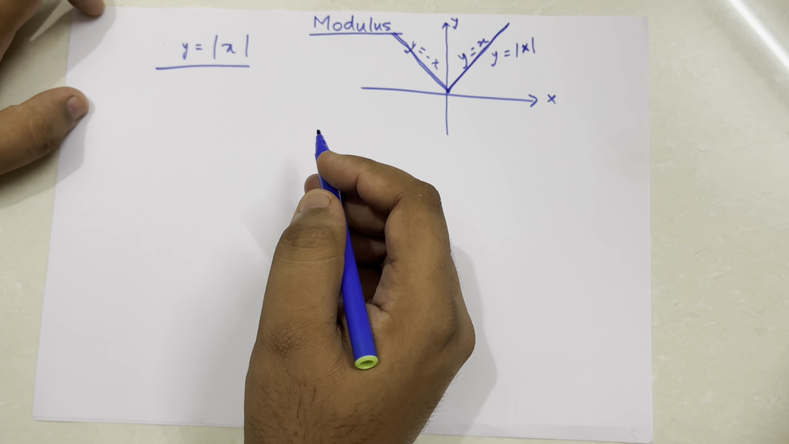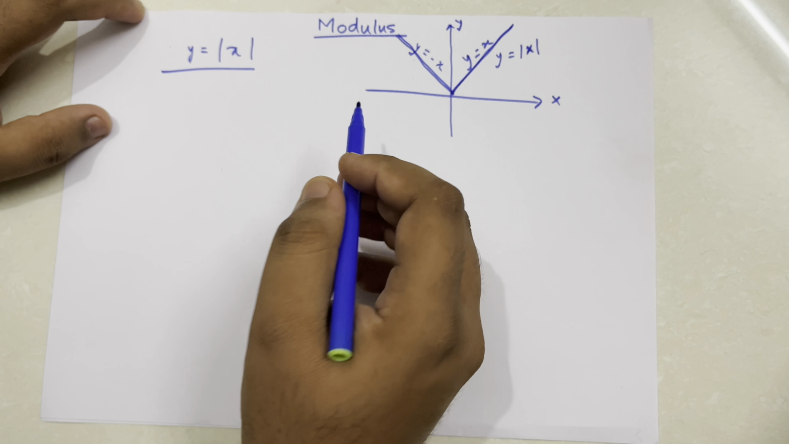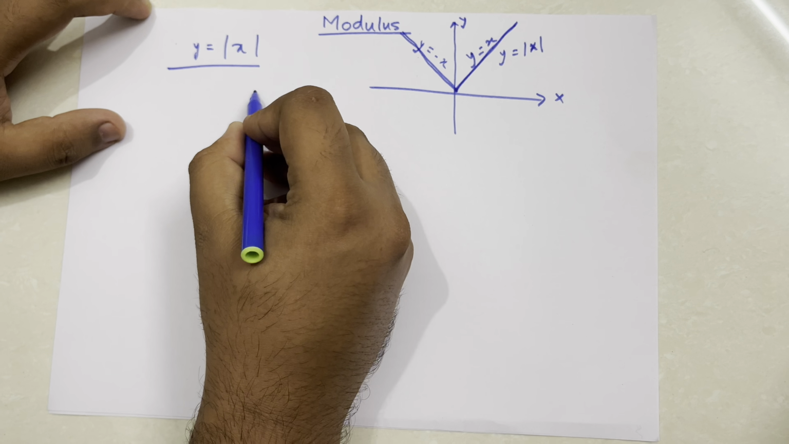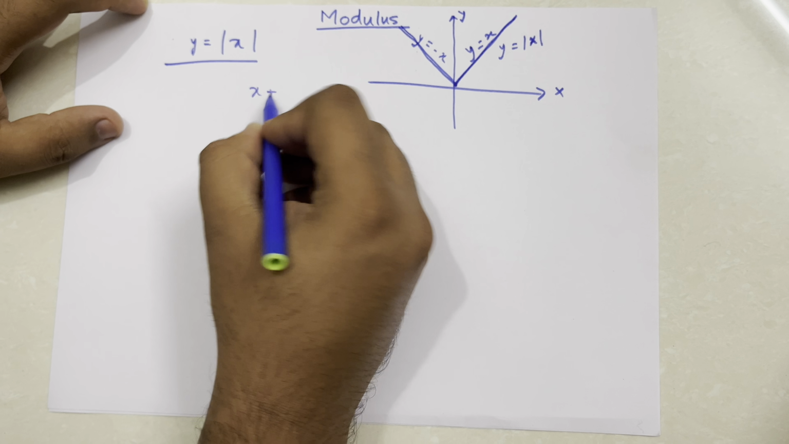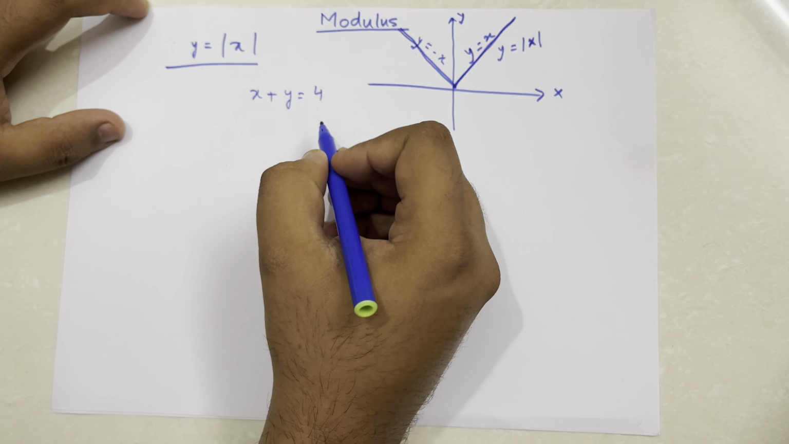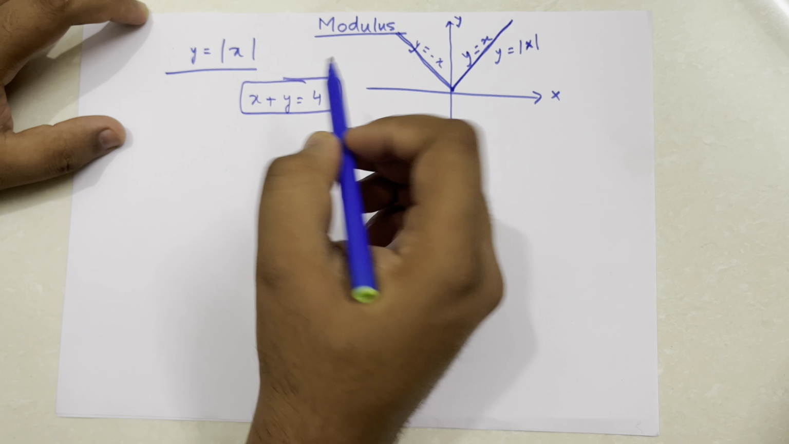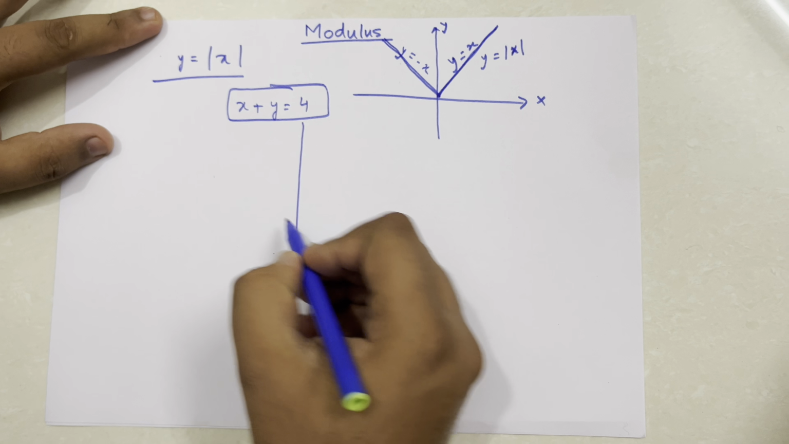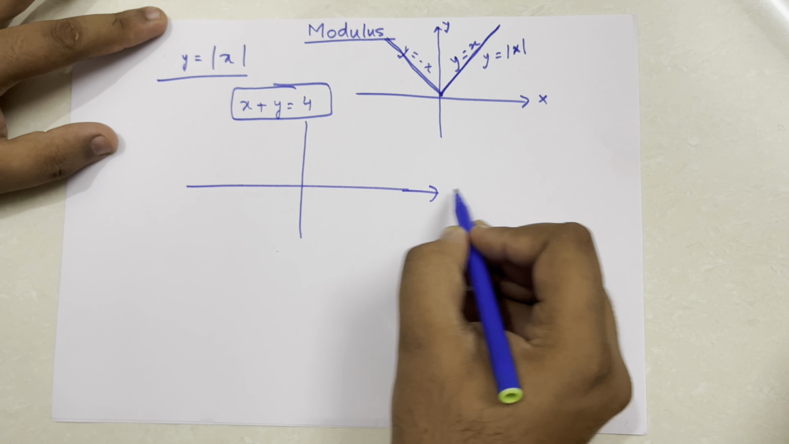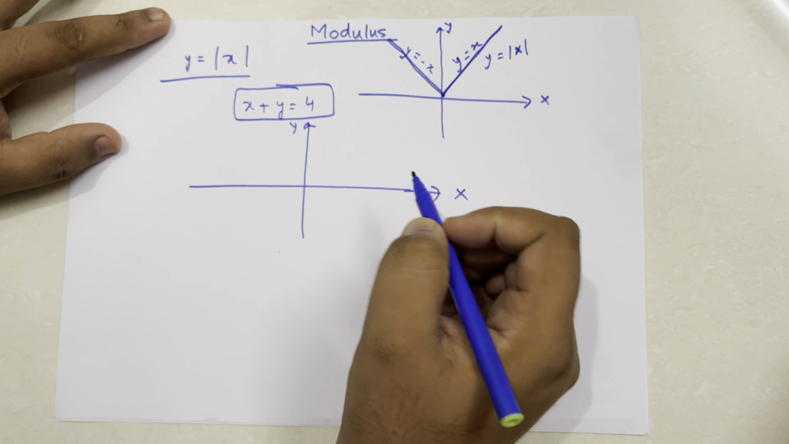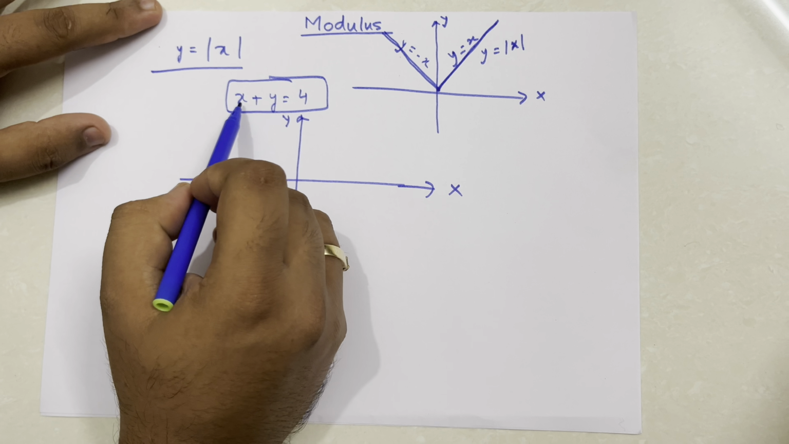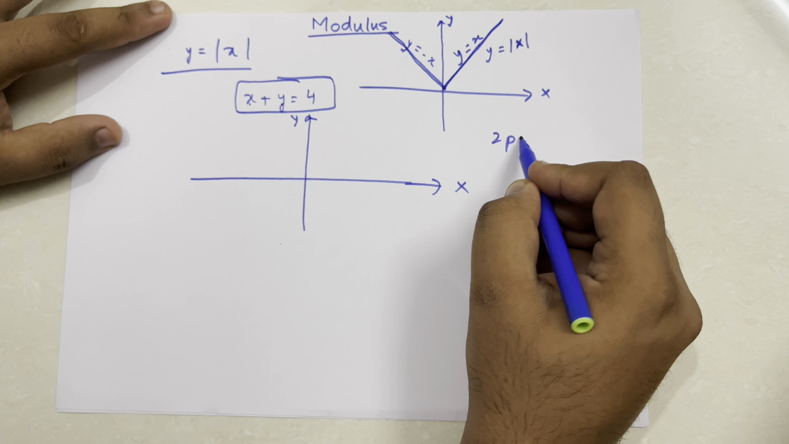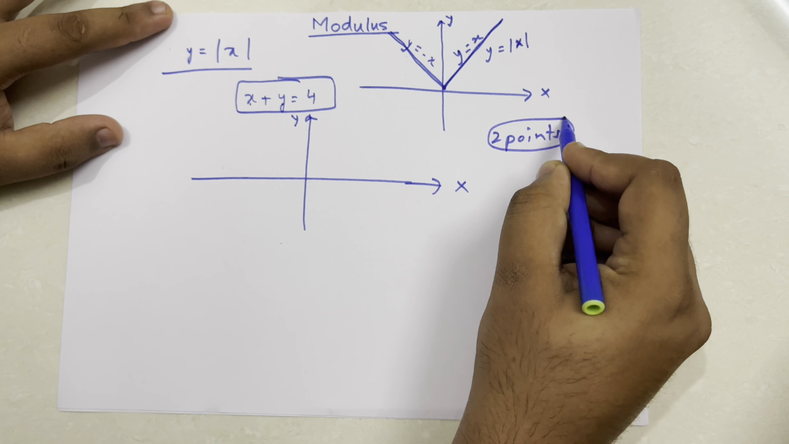Now let's take an example of some equations. First I'll teach you how to draw straight lines. Say, for example, a straight line has been given: x plus y equals 4. How do you draw this? It is very simple. At first you have to draw the axes. This is the x-axis, this is the y-axis. Once you will do x equals 0 and another time you will do y equals 0. For a straight line you need just 2 points.